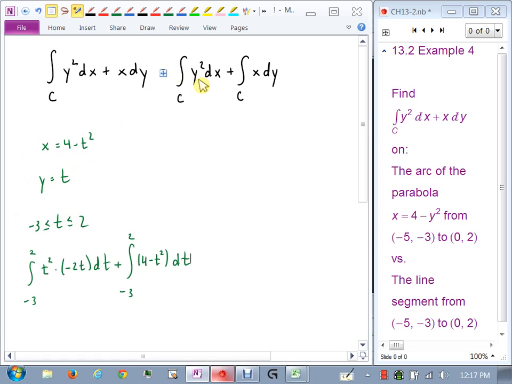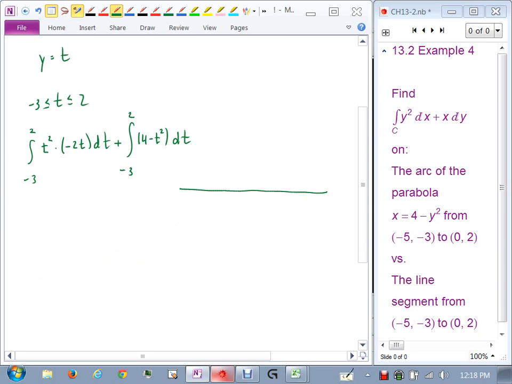And then now it's just replacing y with t, replacing dx with the derivative of this with respect to t, which is -2t dt. Then this one right here, since C is the same curve, has the same limits of integration. We could put this all together in one integral, I'm just keeping it separate. And then x here is this. dy is the derivative of t, which is 1. So that would give you this. y is t. Okay, that's along the parabola.